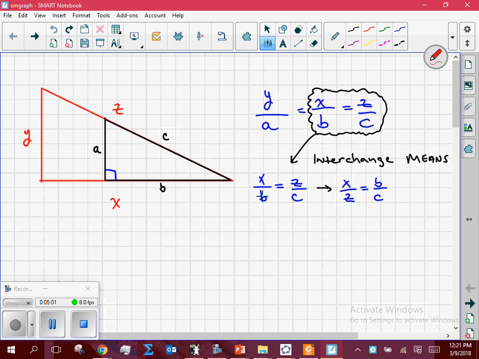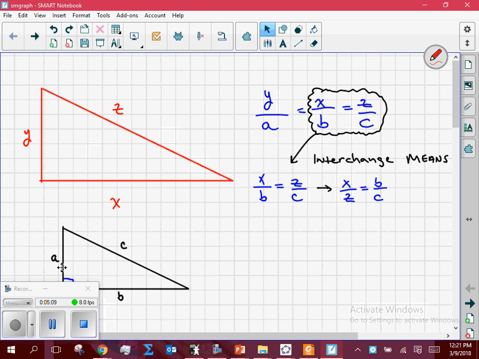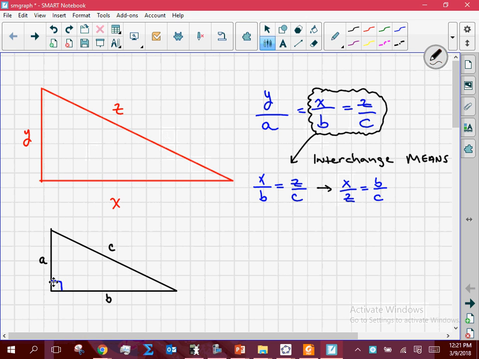Interchange B and Z, and that gives me this here. Now, the reason we want to interchange the means is because the similarity concept that we talked about in Chapter 7 allows me to look at X to B, that segment compared to that segment, and then Z to C, that segment compared to that one. So we're jumping from one triangle to the next.